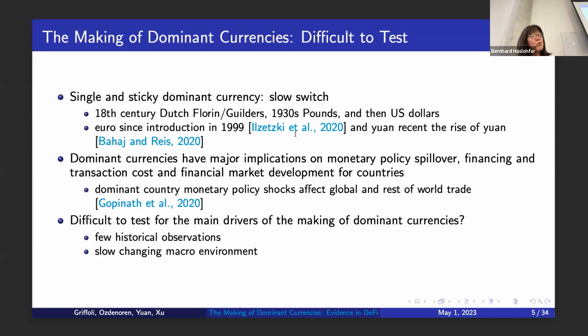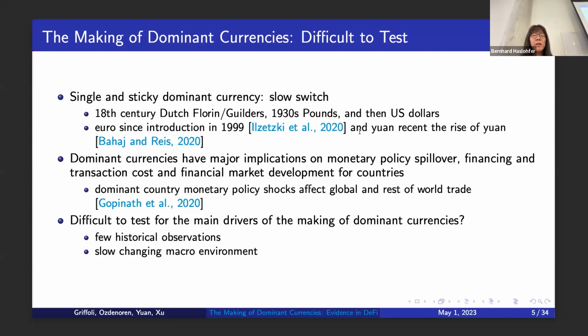The euro was introduced to compete for this dominant status, although not as successfully, and the yuan recently. You probably heard the news in recent days about trade invoicing starting to switch between countries to the yuan instead of the dollar. So this is an active area, even in the policy room.